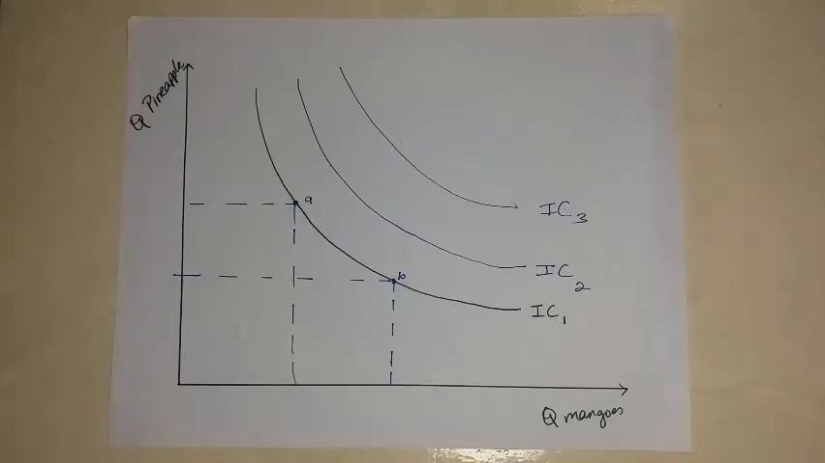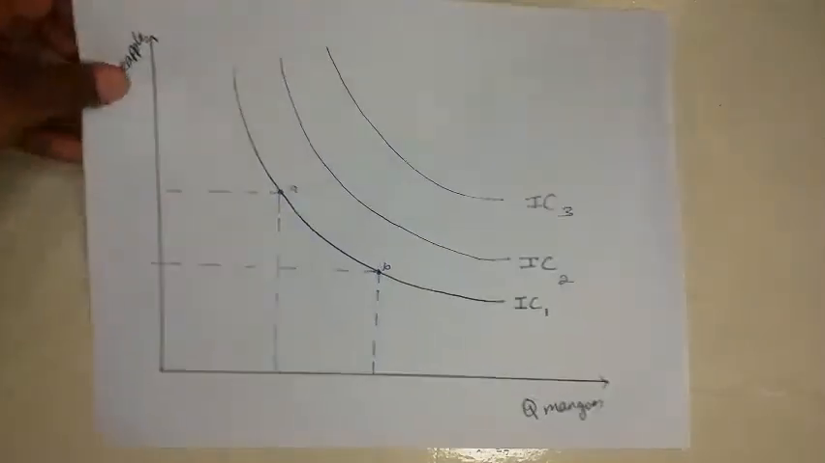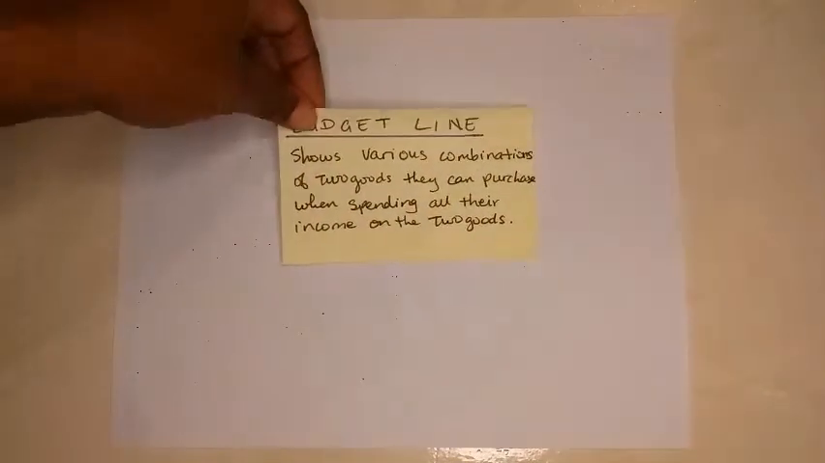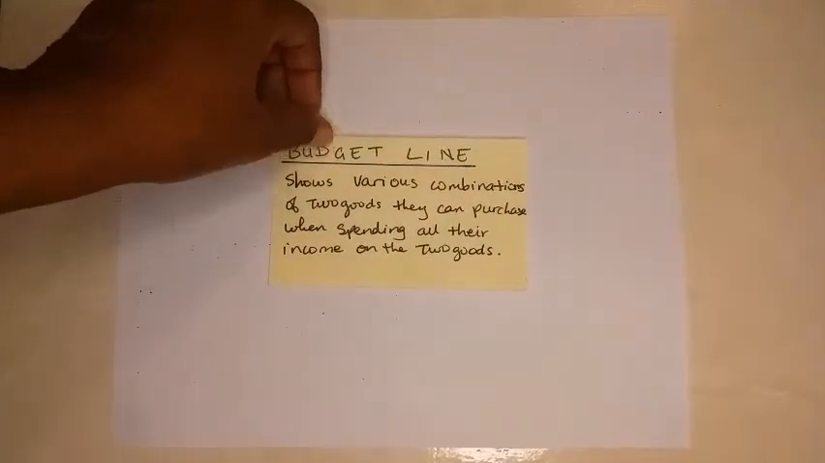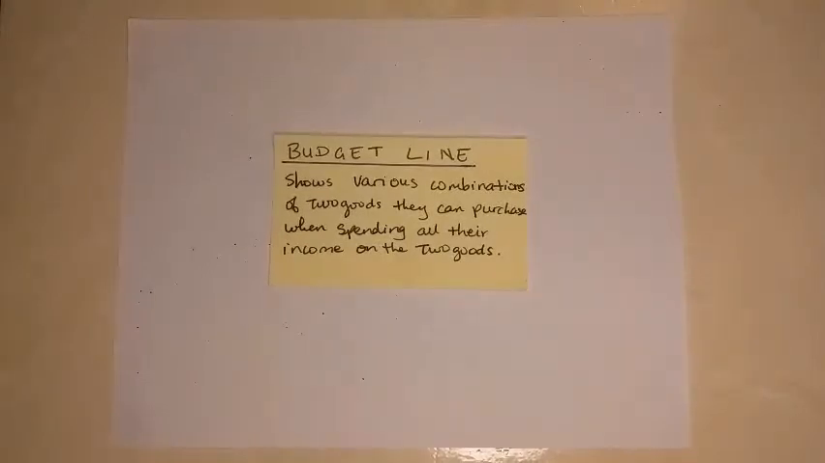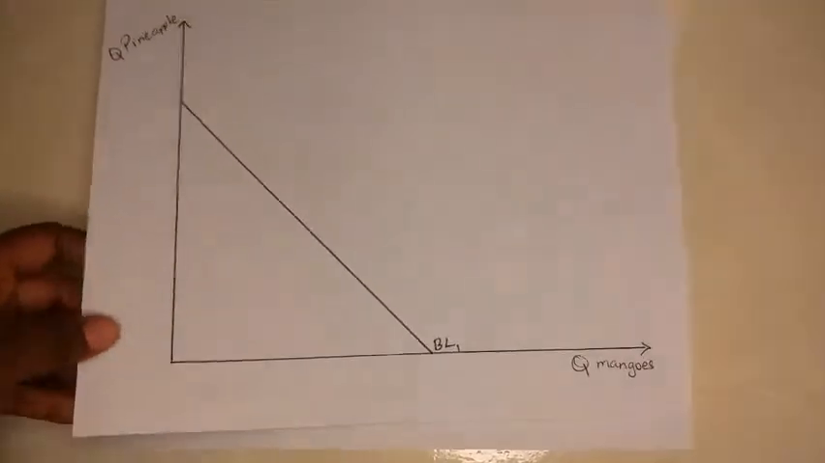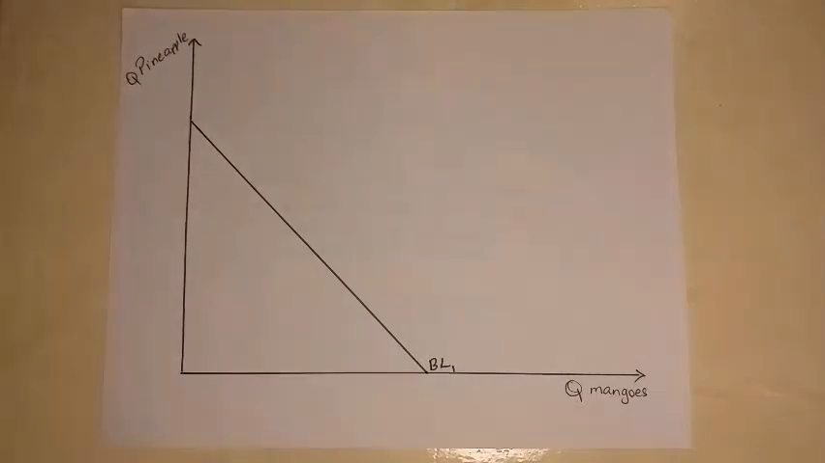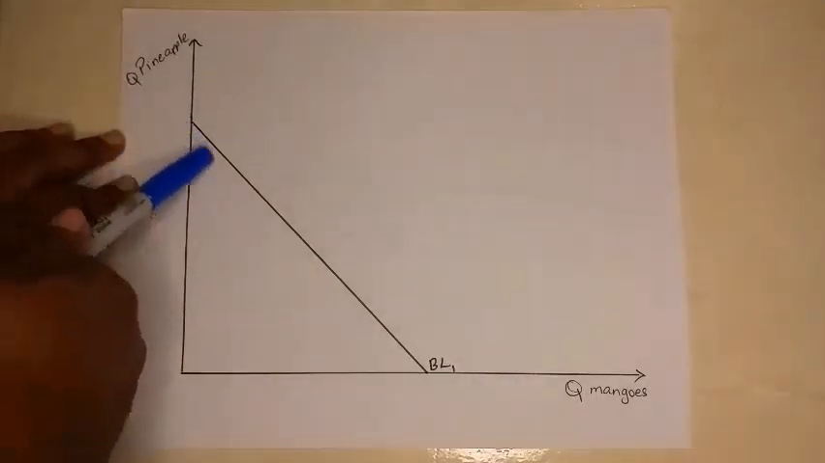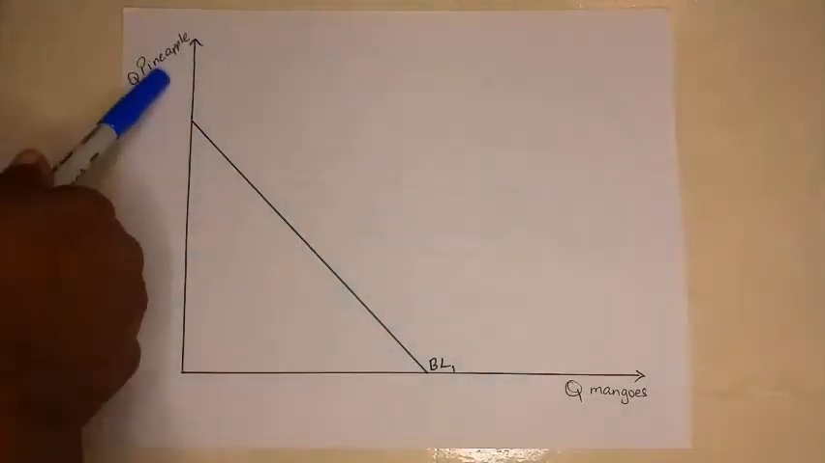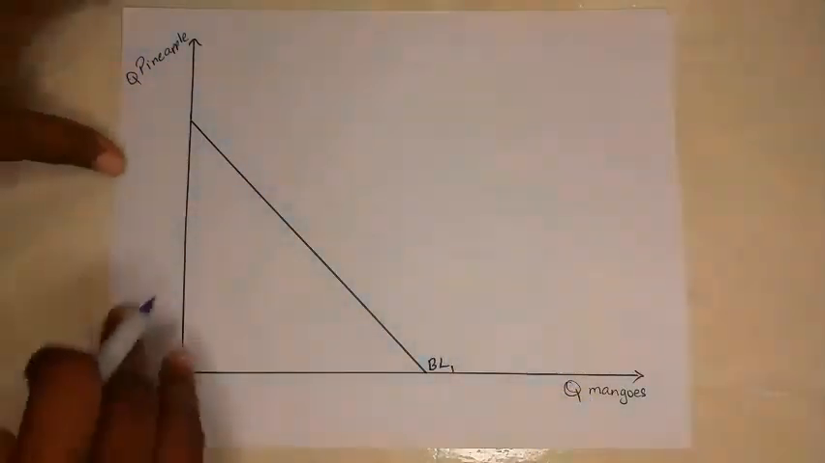And this could be shown using what we would call a budget line. So a budget line shows various combinations of two goods that a consumer could purchase when spending all their income on these two goods only. And so a budget line would look like this, right? Downward sloping, again, two goods, pineapples and mangoes.